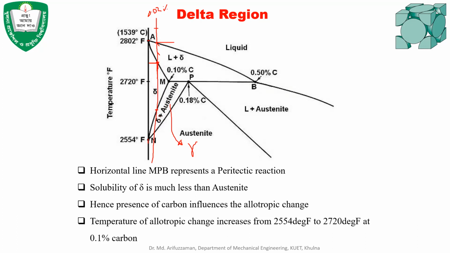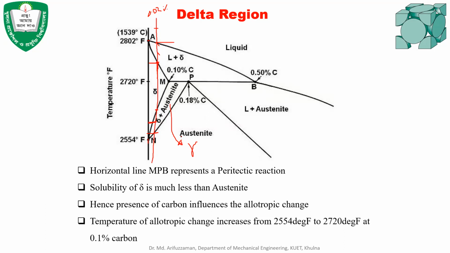So it is a two-phase region. That means in this region, when the temperature drops to this temperature, there will be a certain amount of austenite and a certain amount of delta iron. And those percentages can be found using the tie lines. If you draw the tie lines at a certain temperature, then you will be able to find out how much austenite is produced and how much delta iron is remaining. And when the temperature drops below this point, then 100% austenite is produced.